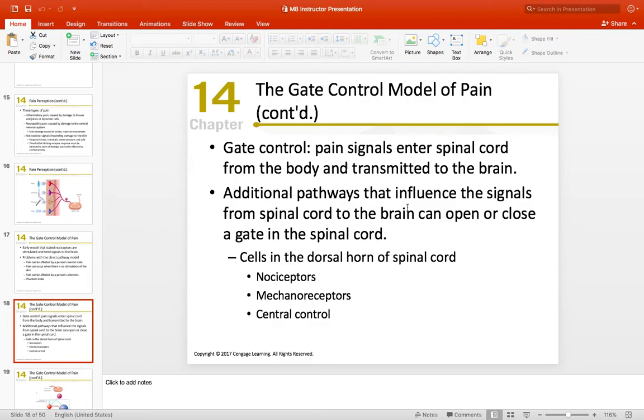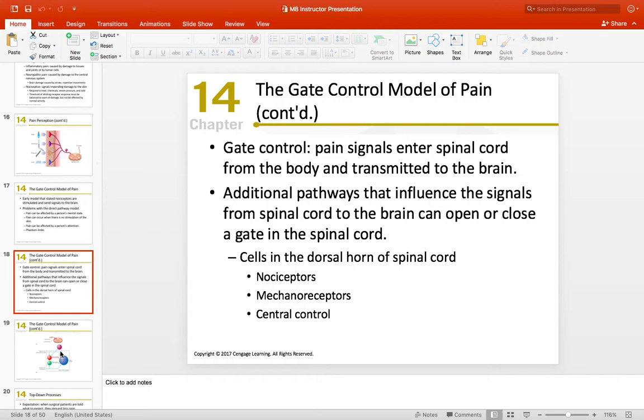So what about the gate control? It was a multimodal theory. Gate control says pain signals enter the cord from the body and transmit to the brain. Additional pathways that influence the signals from the cord to the brain can open or close a gate in the spinal cord. The theory focuses on activity in the spinal cord, which makes sense because that's where the spinothalamic pathway is.